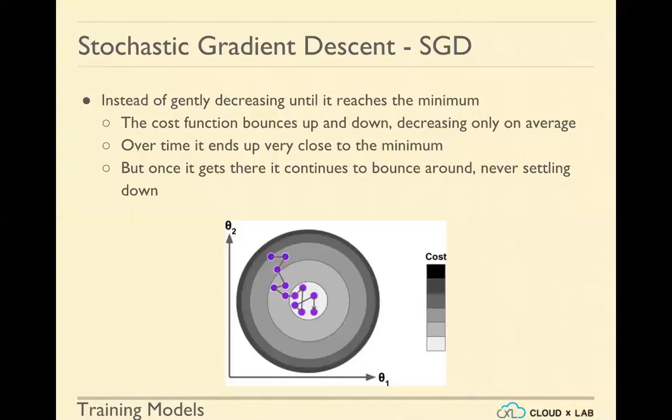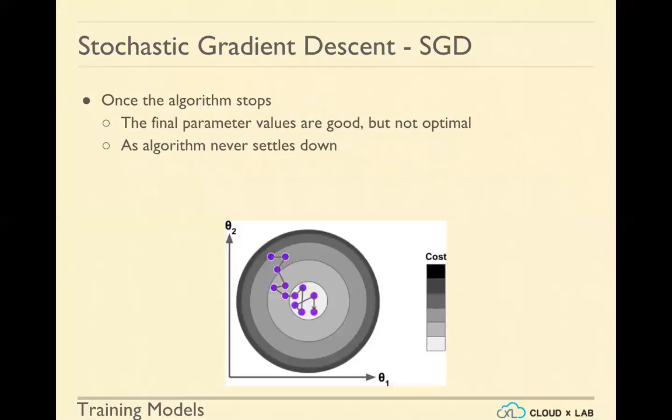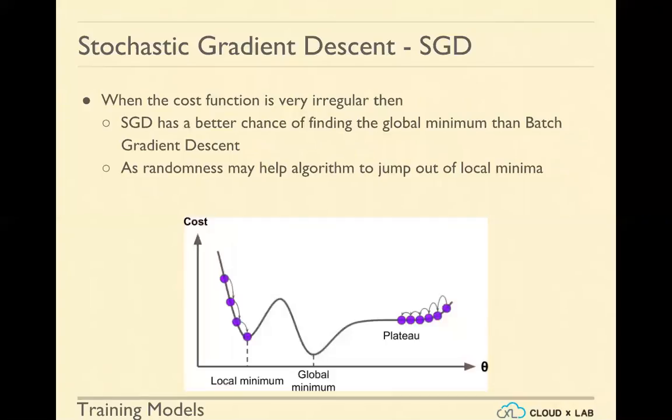Because let's say you're computing some theta, and for the new theta, you're fitting only one of the data points. So at any point you are just fitting only one data point and then trying to predict the next learning rate. Therefore, the chance of error is really high, and hence it keeps bouncing before reaching some value. So it is fast, but it can go wrong more than BGD. Once the algorithm stops, the final parameters are good, but not optimal, as the algorithm never settles down. So when the cost function is very irregular, SGD has a better chance of finding the global minima. So this is something that SGD helps with.